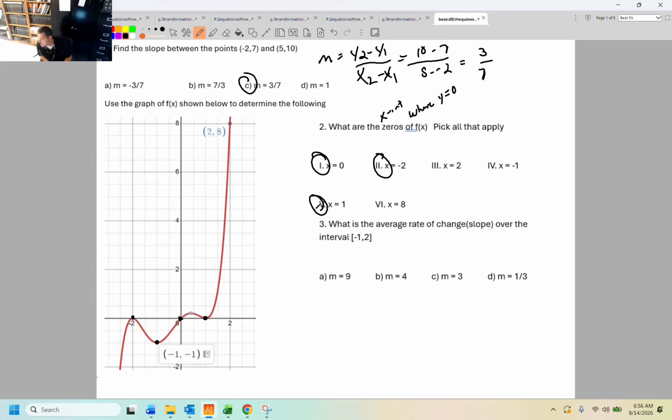All right, 3, what is the average rate of change, the slope over the interval from -1 to 2? Reading this notation is the only thing I get that kids struggle with. This says from x equals -1 to x equals 2. So let's think about the line here. This is where x is -1 on the graph, and this is where x is 2 on the graph.